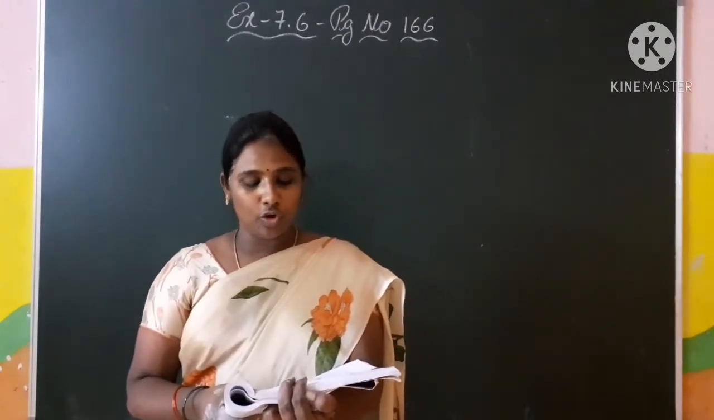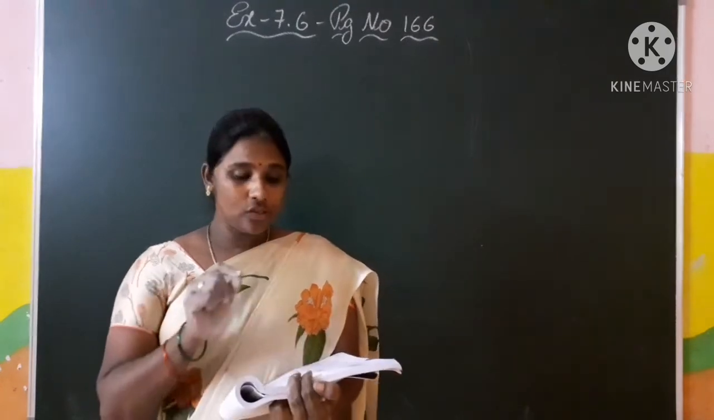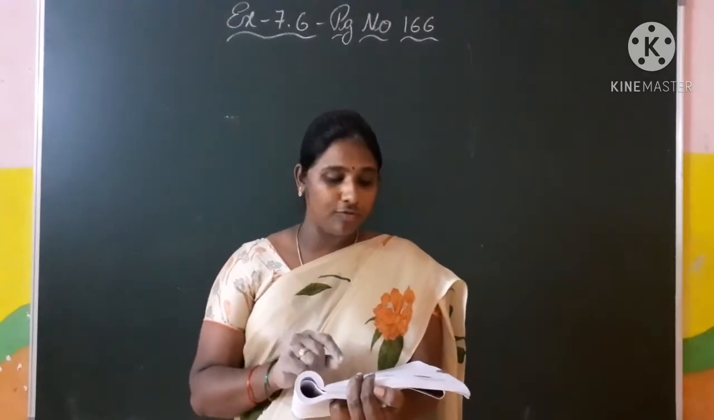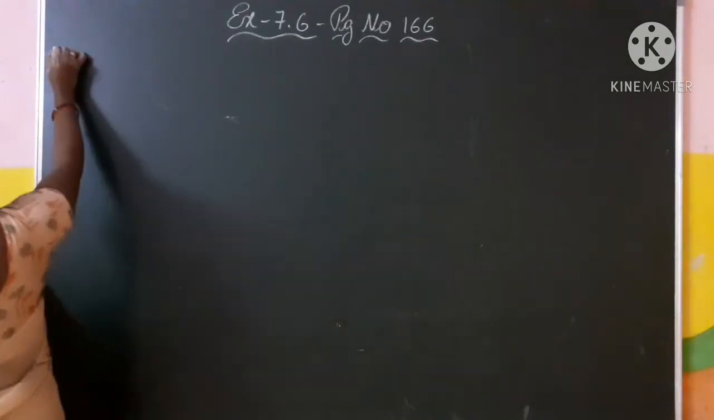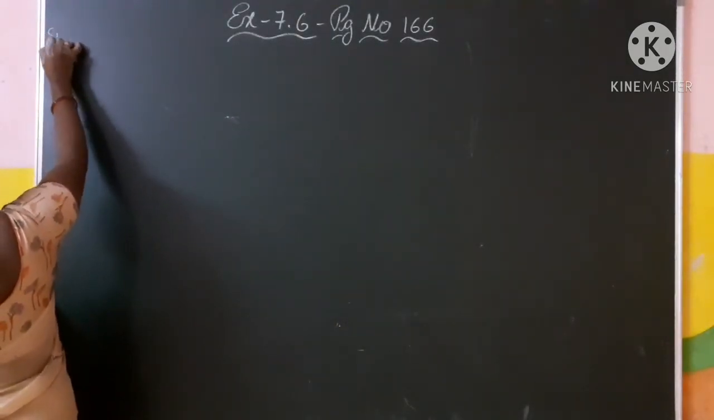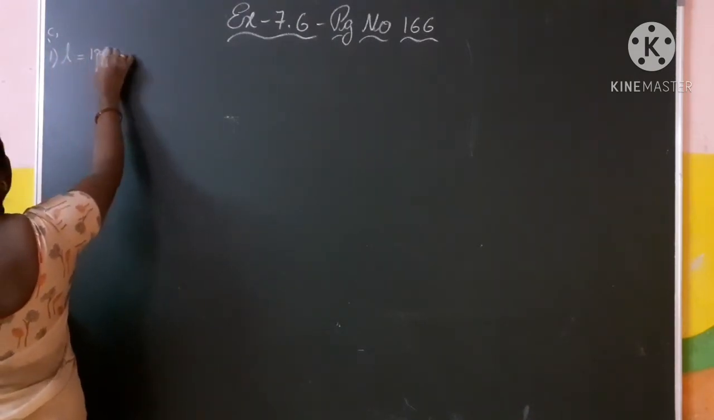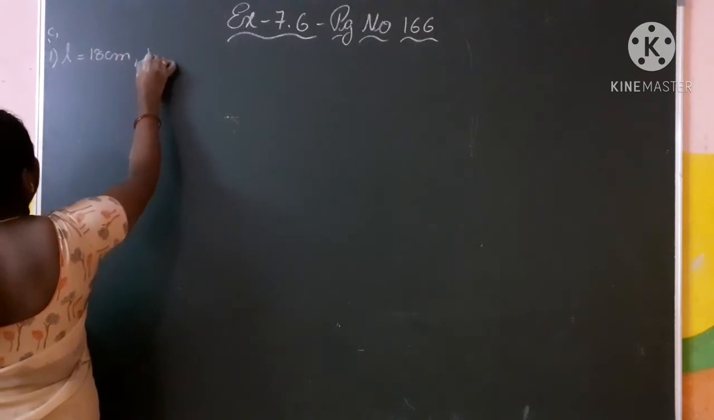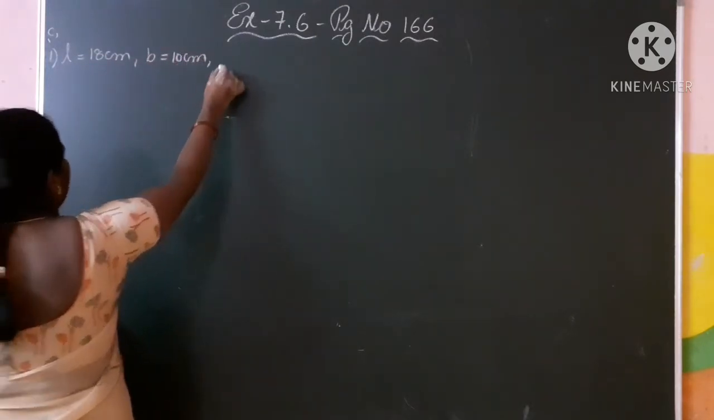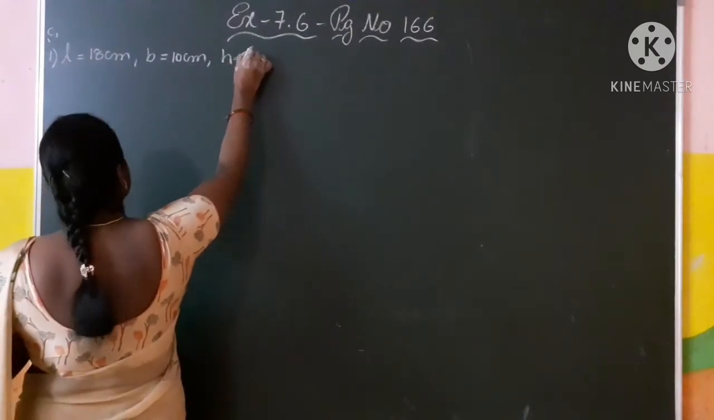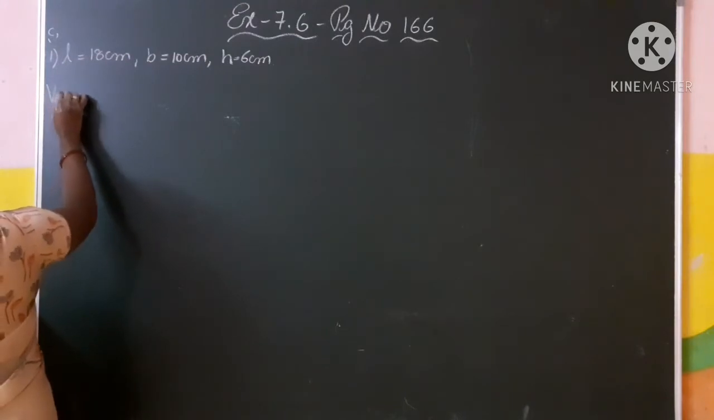Next, see the C Roman. Find the volume of the cuboids with the following lengths, breadths and heights. So length, breadth, height given, we have to find the volume of the cuboid. In that, first one is C Roman, first question. Length L is equal to 18 centimeter, breadth is equal to 10 centimeter, H is equal to 6 centimeter. So we have to find the volume of a cuboid.